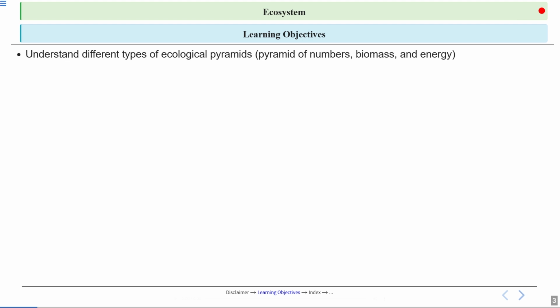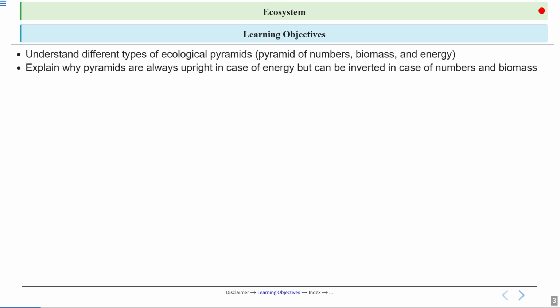So let's talk about today's objectives. The objective of today's session is to understand different types of ecological pyramids. There are 3 kinds of ecological pyramids: pyramid of number, biomass, and energy. We will understand these 3 types. We'll also understand why pyramids are always upright in the case of energy, but can be inverted in the case of numbers and biomass. So we will understand the reason behind this.